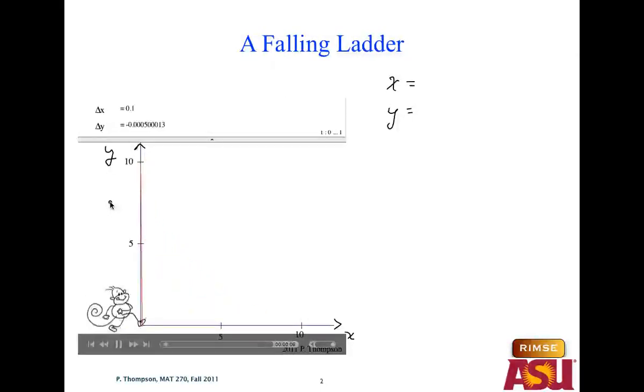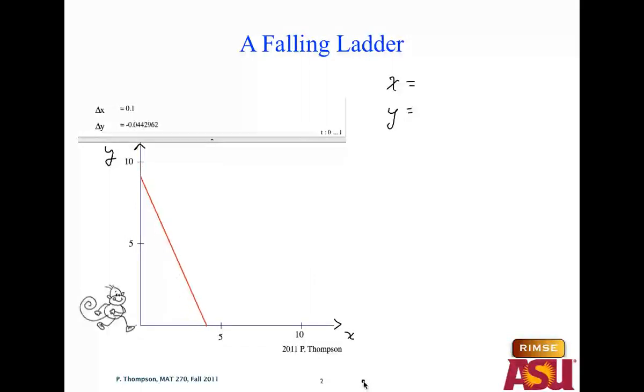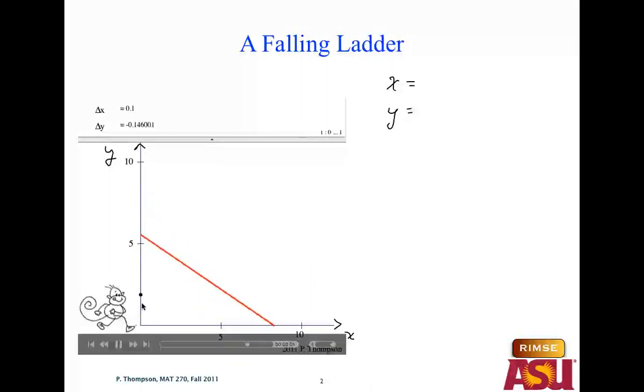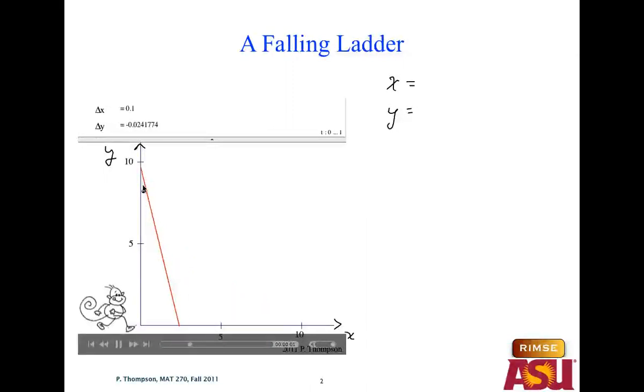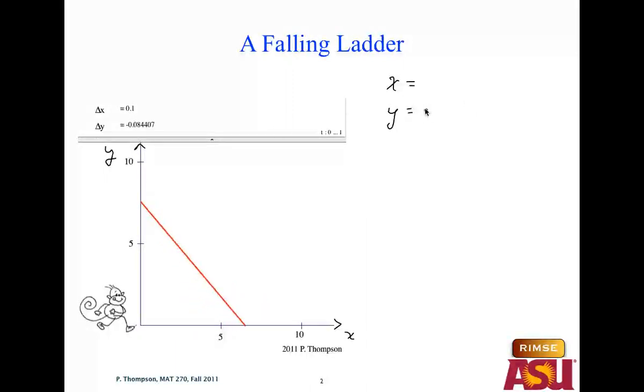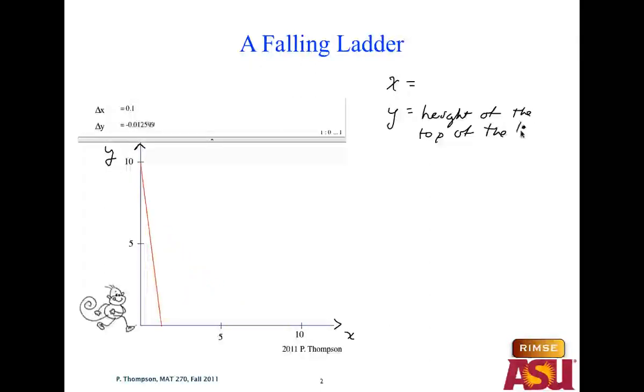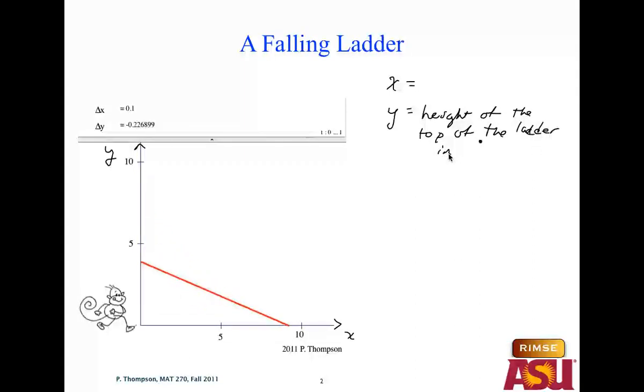Christian? Would y be how high the ladder is up the wall? Okay, so he's saying where the top of the ladder is touching the wall. Is that a changing or a constant quantity? Changing, right? It's decreasing, right? So y is the height of the top of the ladder, in feet. All right, and so how can we describe what x is then?